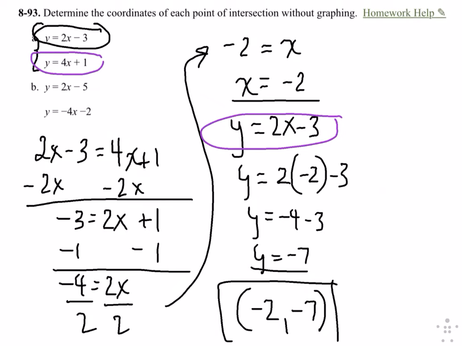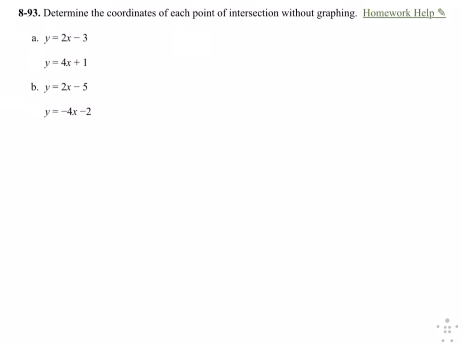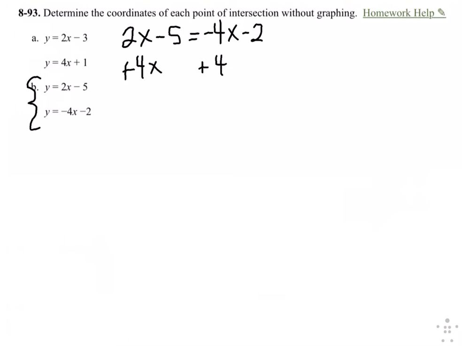Okay, let's do B now. Let me make some room. So B, very similar. We have a system, and we can use equal value methods. So I have 2x minus 5 equals negative 4x minus 2. We could add 4x to both sides, right? And we have 6x minus 5 equals negative 2.